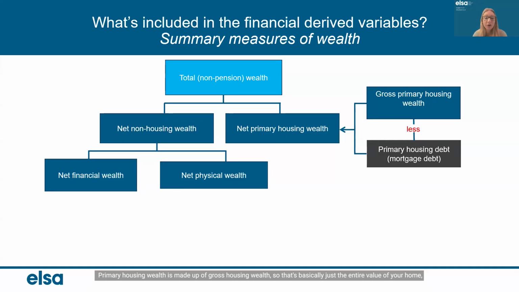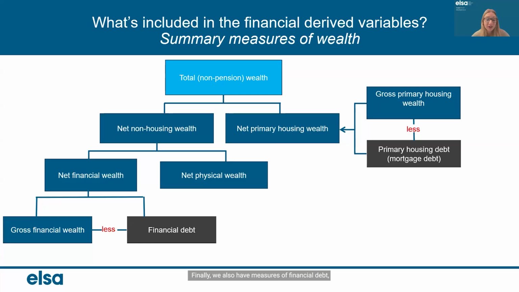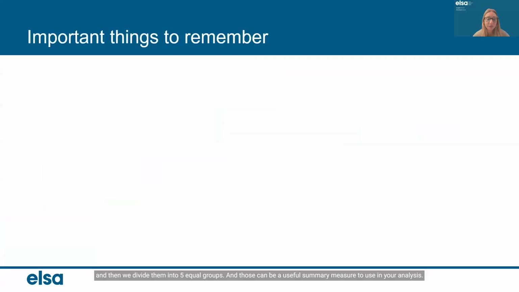Primary housing wealth is made up of gross housing wealth, which is basically just the entire value of your home. We separately measure any mortgage debt that you might have on that house, and if you net that off, you end up with net primary housing wealth. But you can look at those two components separately if you want to. Finally, we also have measures of financial debt, and that includes things like loans, credit cards, but also informal loans from private individuals. We also separately include measures of quintiles of wealth and income. What these do is they rank people according to their income or wealth, and then we divide them into 5 equal groups. Those can be a useful summary measure to use in your analysis.